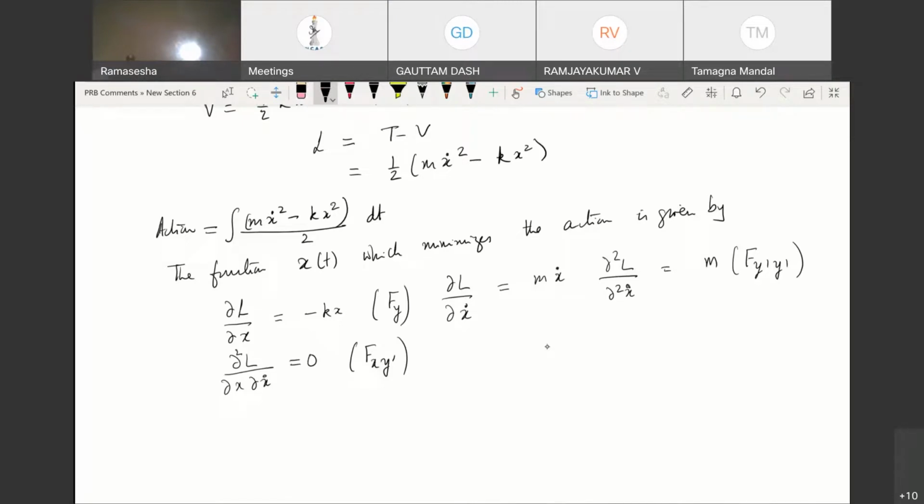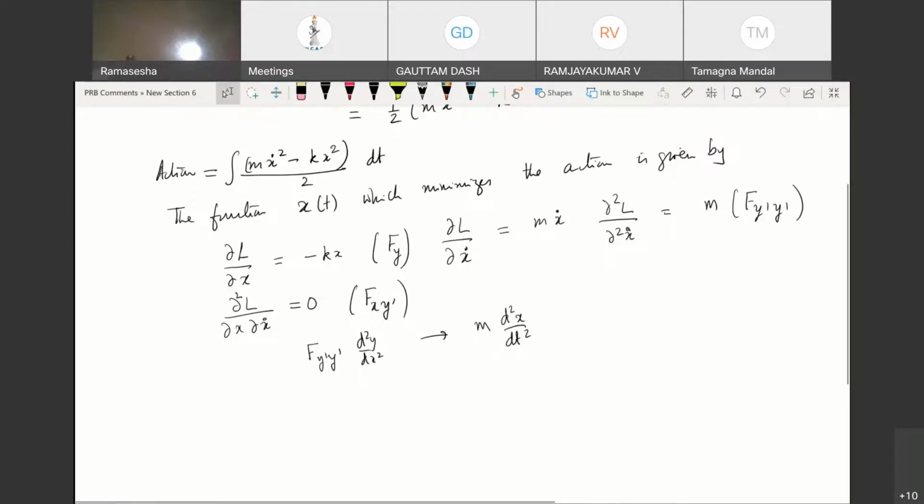So I have all the coordinates that I need to know. So I will get the first one, which is ∂²L/∂x², that is f of y prime, d²y/dx², which will now become m d²x/dt². Okay, and the second one, f y prime y is equal to 0.